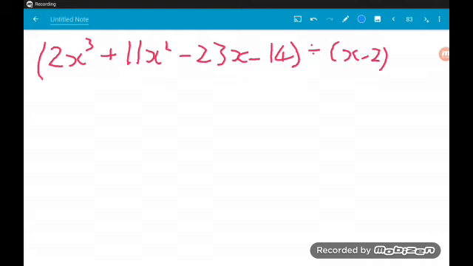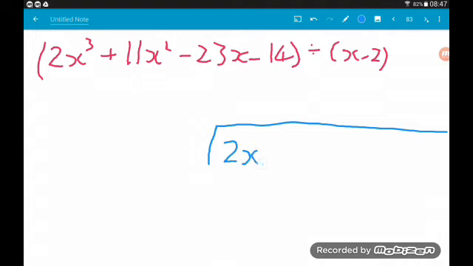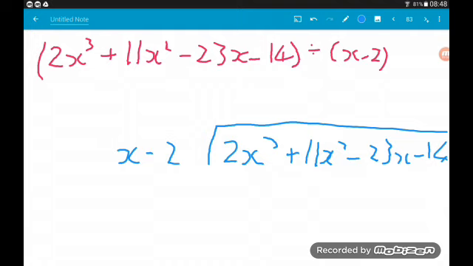Okay, next up, 2x cubed plus 11x squared minus 23x minus 14 divided by x minus 2. Good times. So remember, if you want to, pause the video, have a go. If not, I'll do all the work, no problem. So, 2x cubed plus 11x squared minus 23x minus 14 divided by x minus 2.